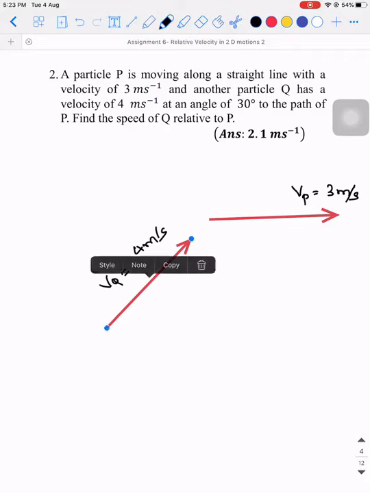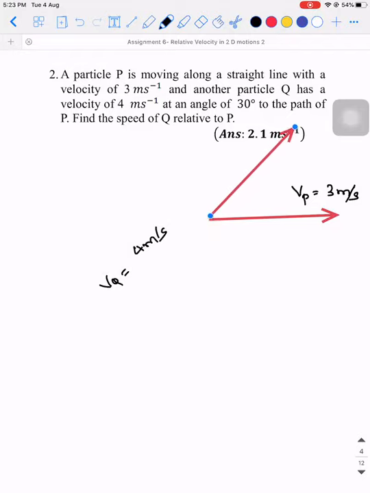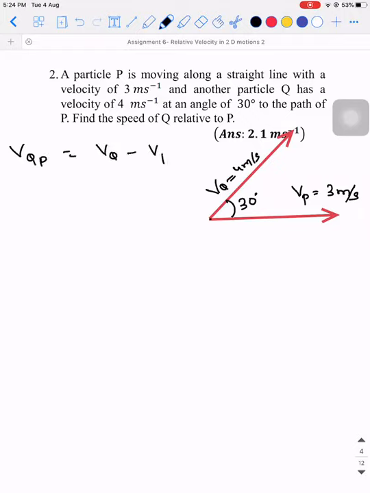The meaning of this is, if I take this and put it here, then this velocity of Q is going to be 4 meter per second, and it is making an angle of 30 degrees with whom? With the path of P. Am I right? Now what are they asking? They're asking velocity of Q with respect to P. So velocity of Q relative to P is VQ minus VP. So that is 1 meter per second. Am I right? So that's the answer. Is it right?